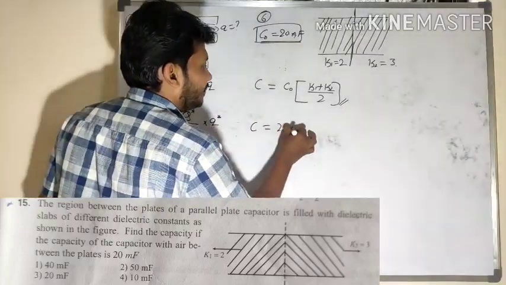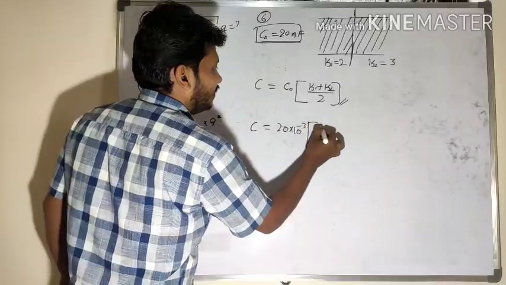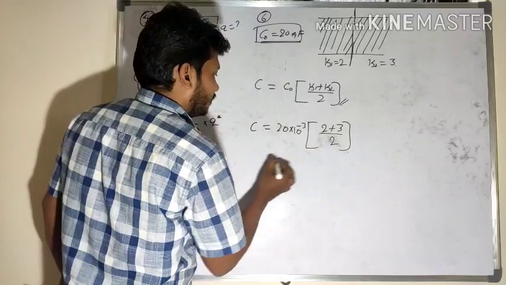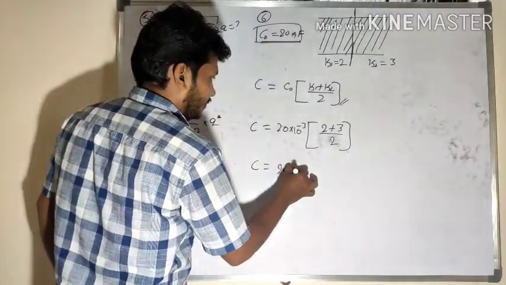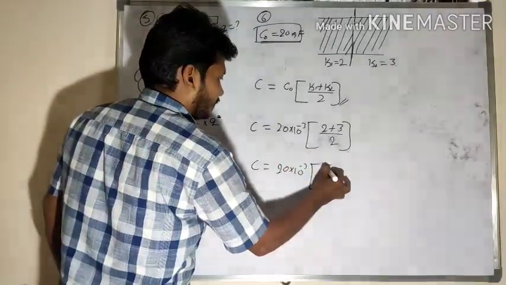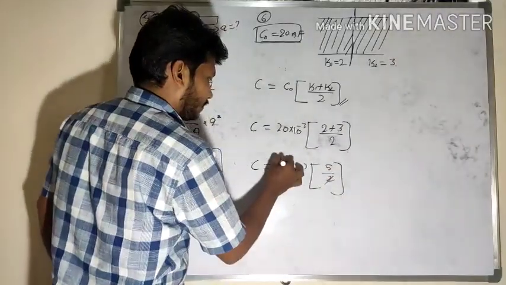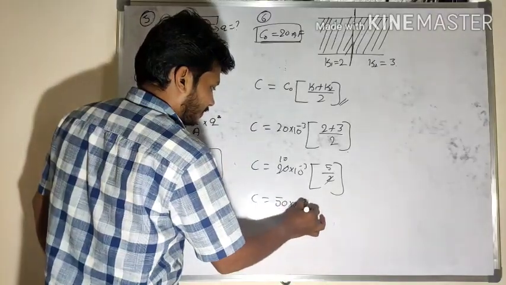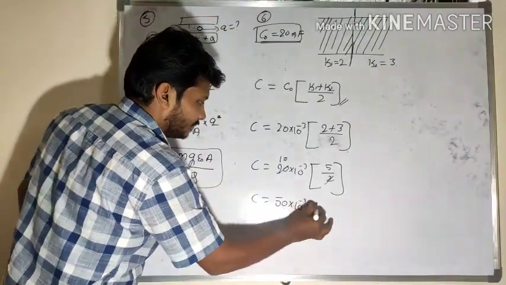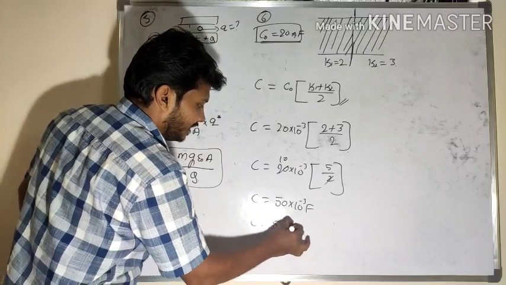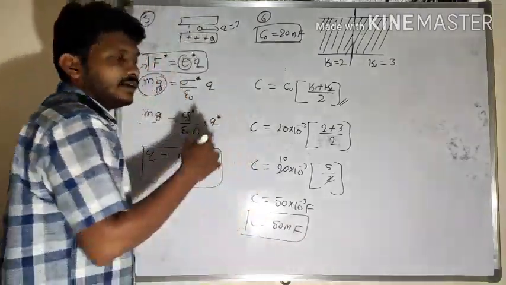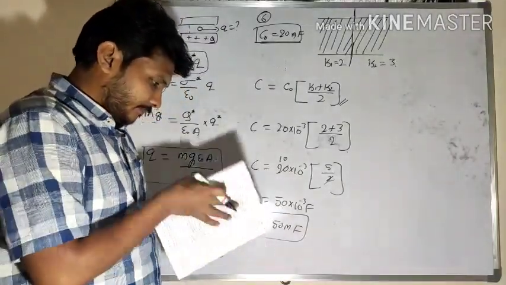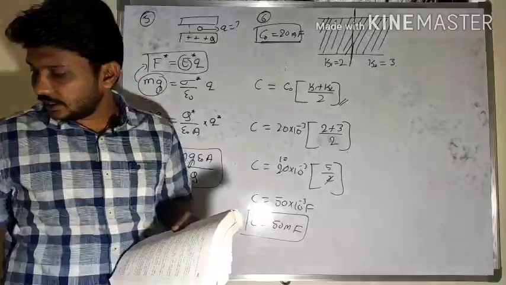So 20 milli means 10 to the power of minus 3 here. K1 is 2, K2 is 3. So C is equal to 20 into 10 to the power of minus 3, into 5 by 2. So C is equal to what? 50 into 10 to the power of minus 3 farad. Minus 3 means millifarad. So 50 millifarad here. What is the answer here? The answer is 50 millifarad. Okay, so we'll look at the next one.